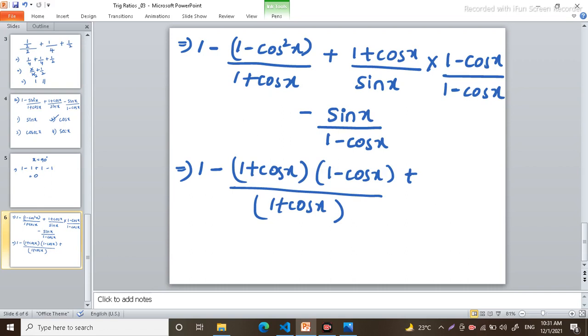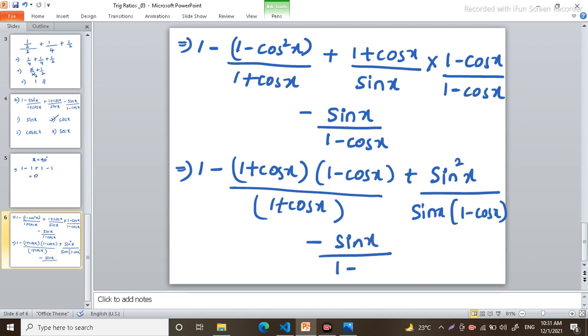See here, it is in the form of a plus b into a minus b. That is a square minus b square. A square is nothing but 1 square minus cos square x. 1 minus cos square x is nothing but sin square x. Sin square x divided by sin x into 1 minus cos x. Here minus sin x divided by 1 minus cos x. Till here I hope it is clear.